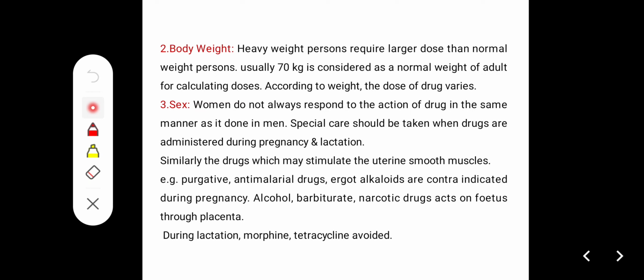Also during lactation, morphine and tetracycline are avoided. Tetracycline is avoided during pregnancy due to bone defects or chelation in teeth, mainly bone defects. That's why special care is required during administration of drugs in pregnant women.